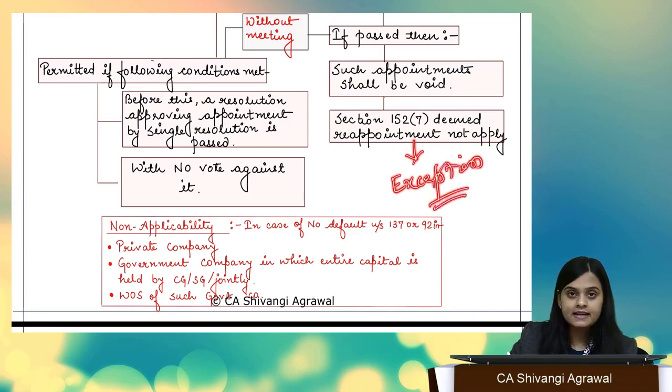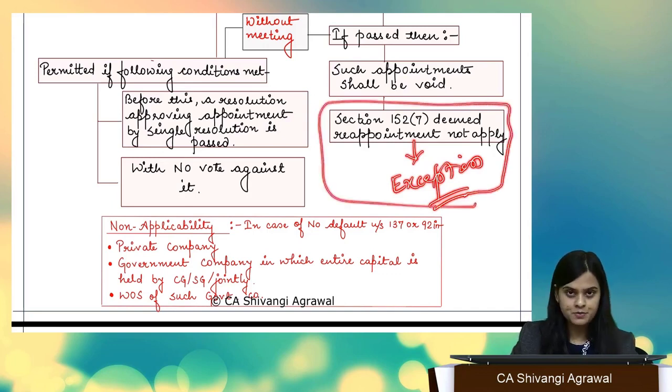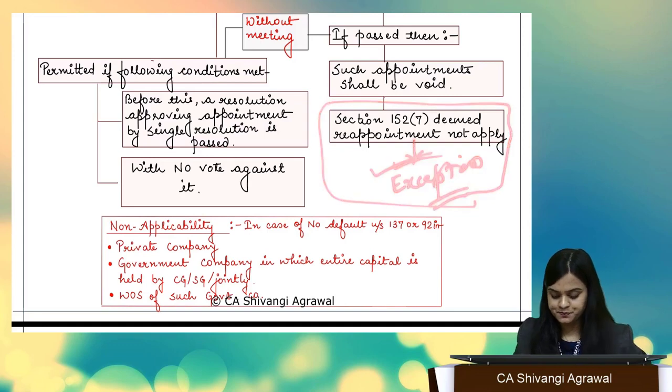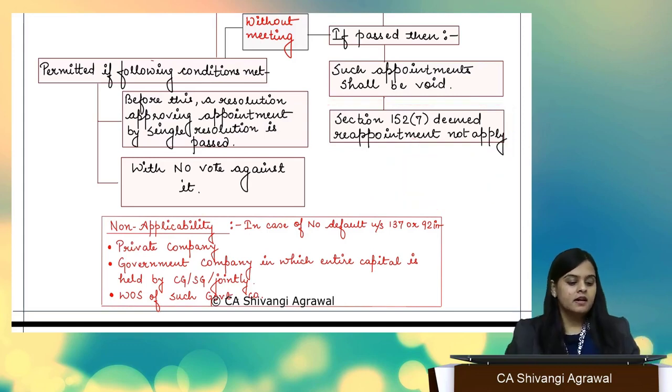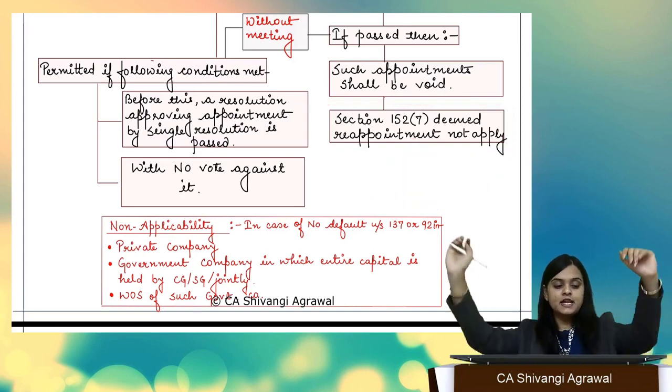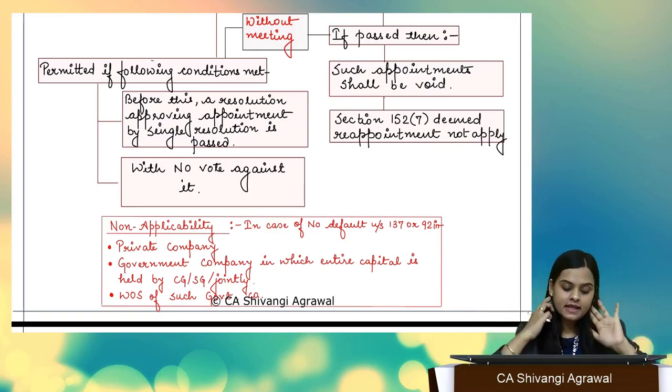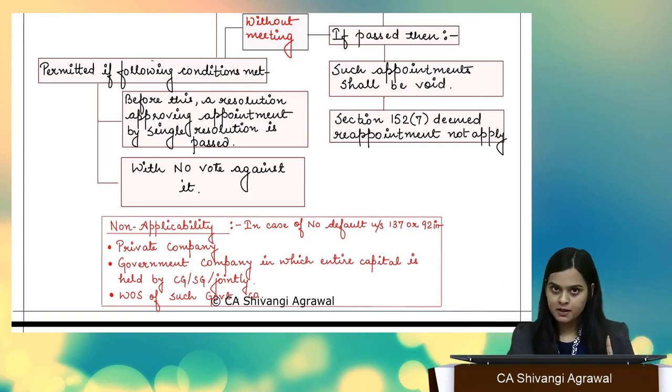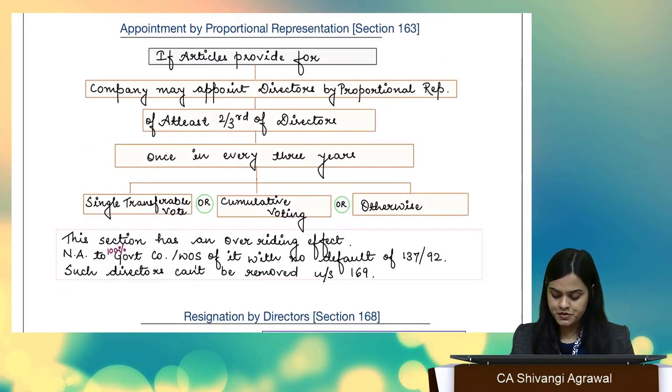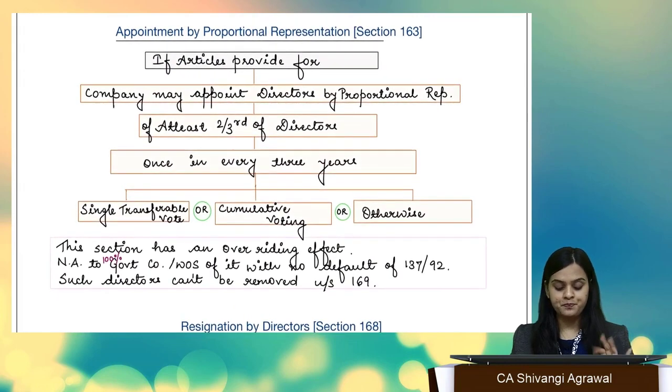When the retiring director is automatically reappointed in the adjourned AGM, there is an exception. This is an exception. I told you before that section 162 does not apply to a private company. It does not apply to a 100% government company and a wholly owned subsidiary of such 100% government company.